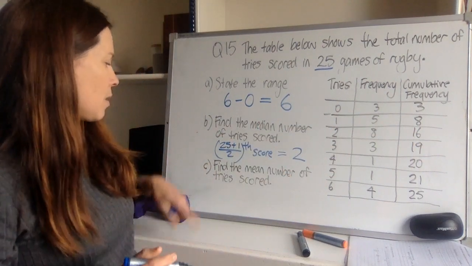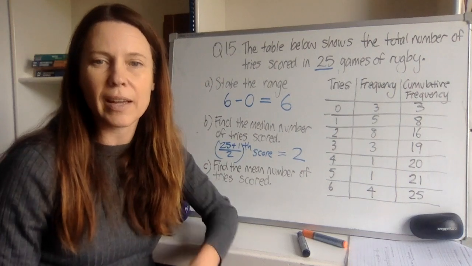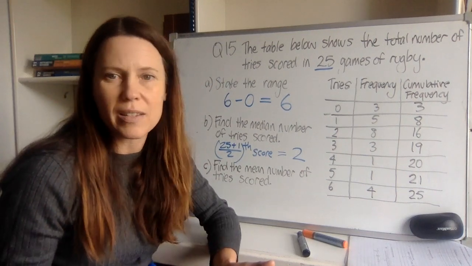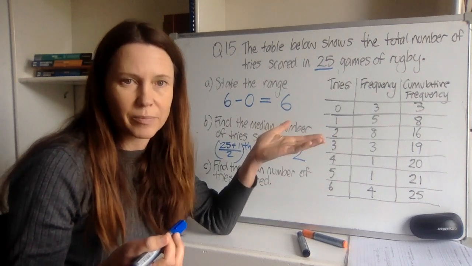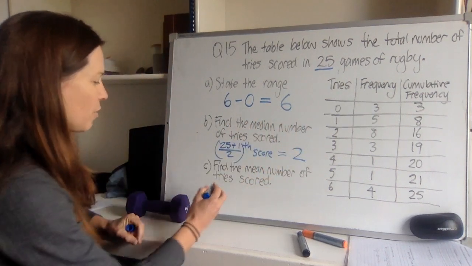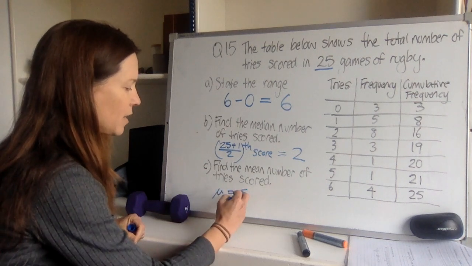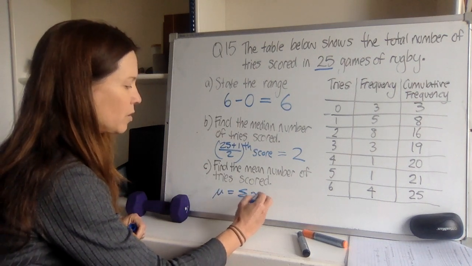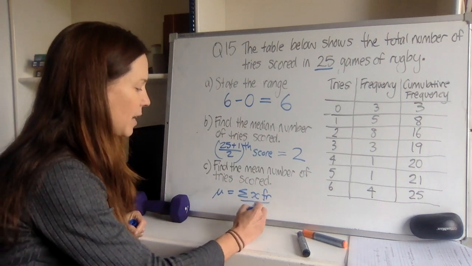Find the mean number of tries scored. Well, the key thing here is to actually ask yourself, well, how many tries did these guys score in all of the 25 games added together? Because your formula for mean says we need to take the sum of all of the scores multiplied by the frequency that they happened and divide by n.